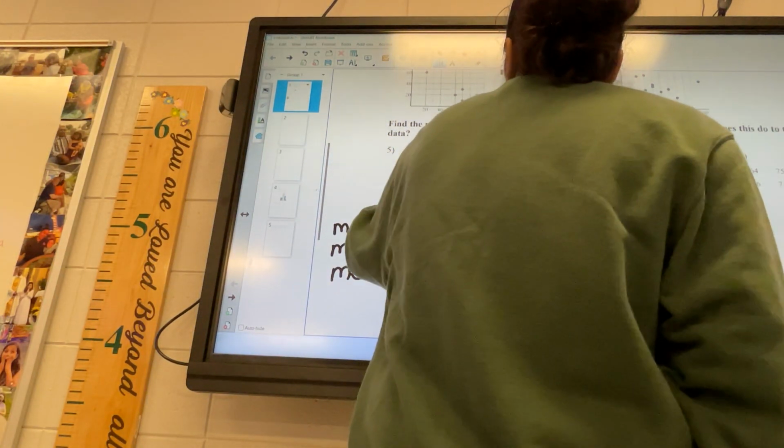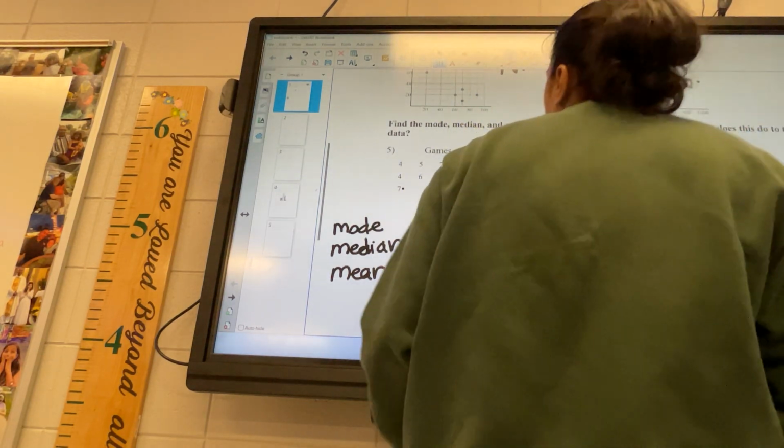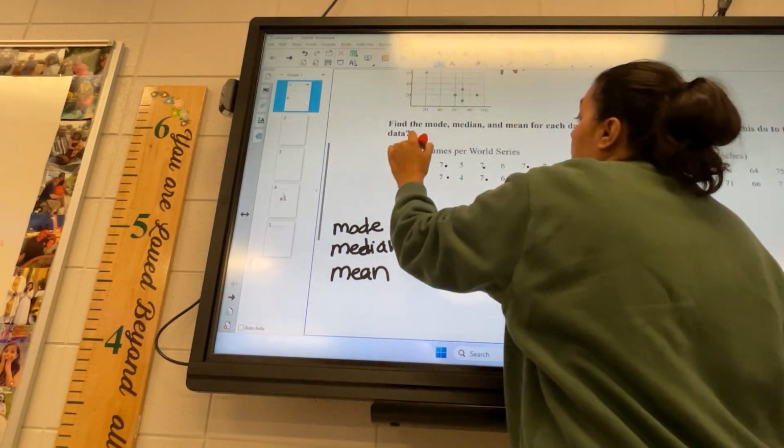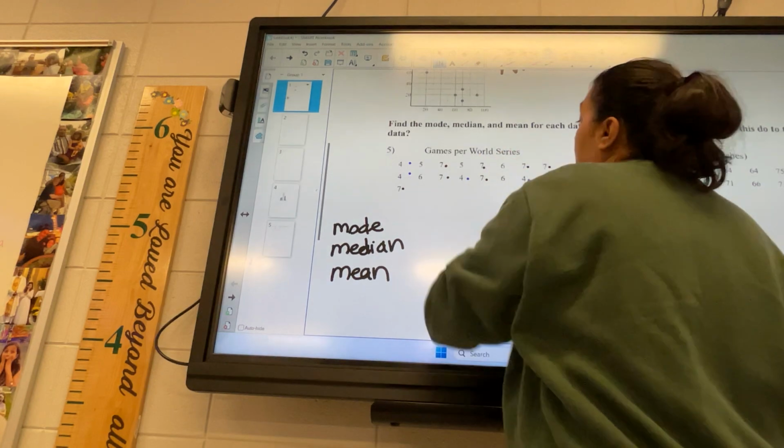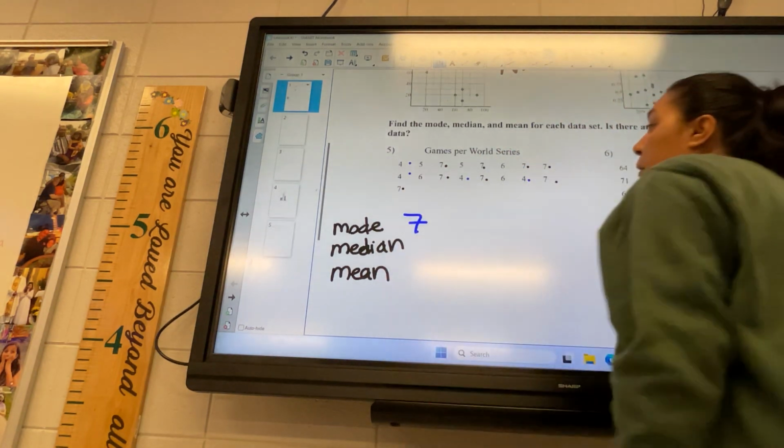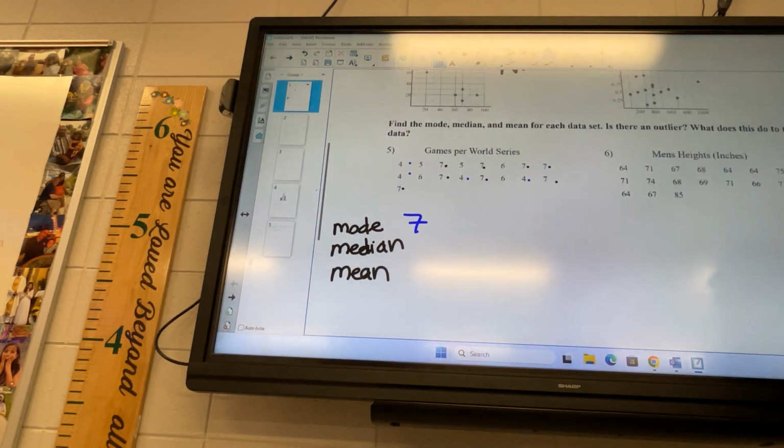7? 1, 2, 3, 4, 5, 6, 7, 8. There's 8 sevens. Okay. The mean. How do you find the mean? Yeah, you're gonna put them all low to high and then find the middle. Okay.